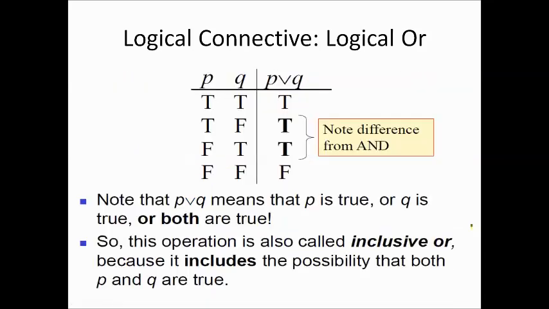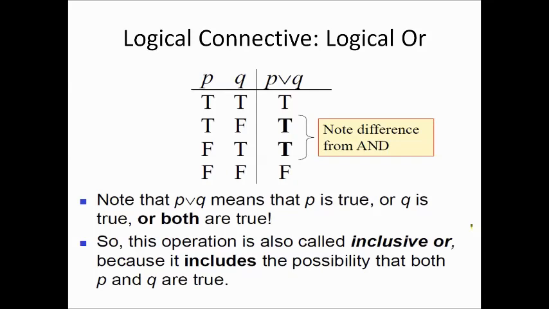So now, this is how you're going to compose the truth table for logical OR. Again, 2 raised to n. You have two statements, P and Q, so we have 4 rows. That's why we have true, true; true, false; false, true; and false, false.